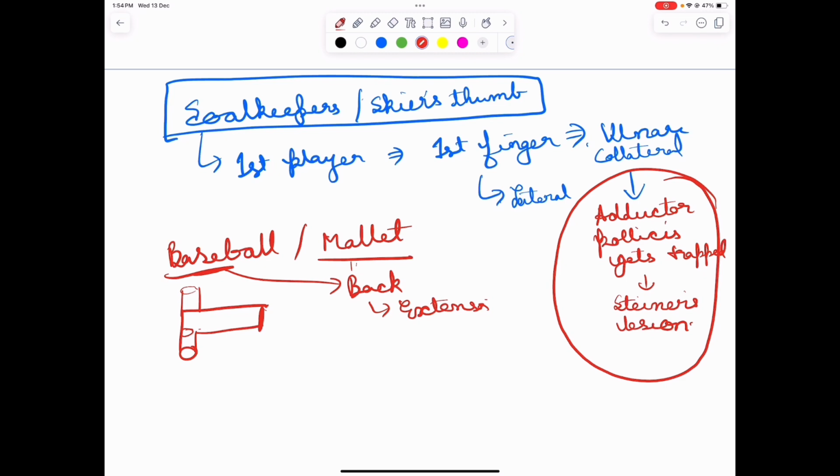Which muscle specifically can get ruptured here? The extensor tendon will get ruptured. So what will happen? There will be inability to extend. So the finger will continuously remain in the flexion position.